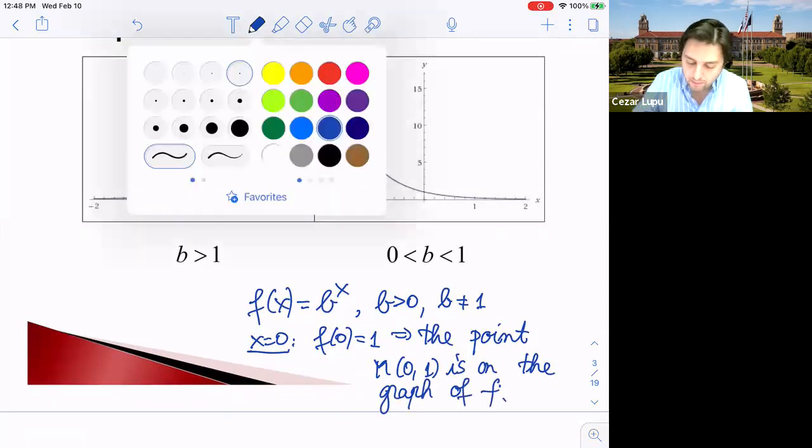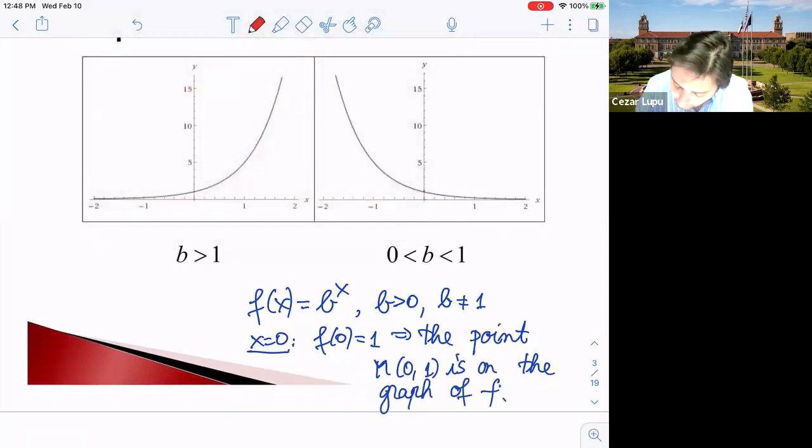So if you look here, you see this point here and this guy here, by just looking at them.